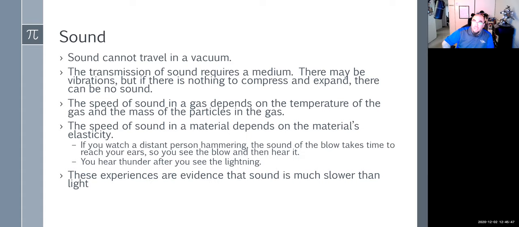If you watch a distant person hammering, the sound of the blow takes time to reach your ears. So often you see the blow, right? The hammer comes down, boom, and then you hear it. You hear thunder after you've seen the lightning. Well, why is that? Because light travels much faster than sound. Think of it this way. We've broken the sound barrier many times over at this point. We haven't even approached the light barrier yet.